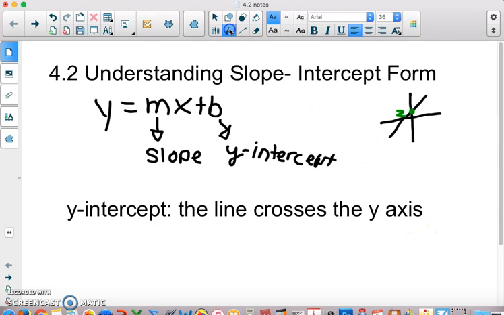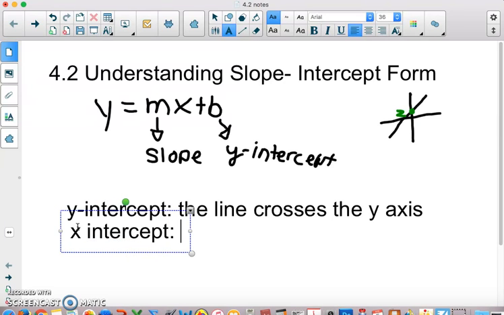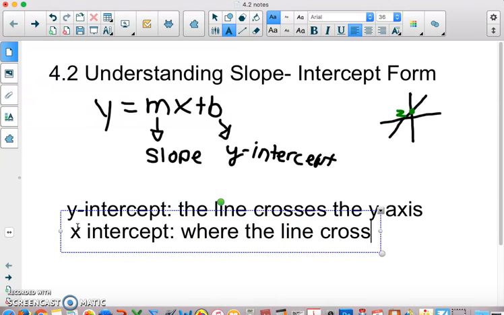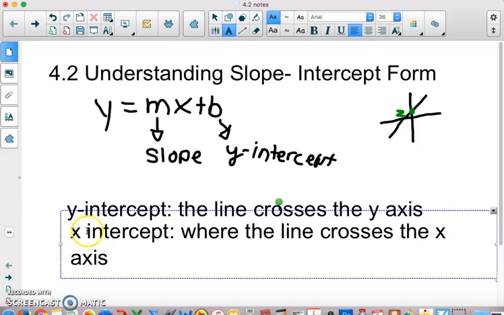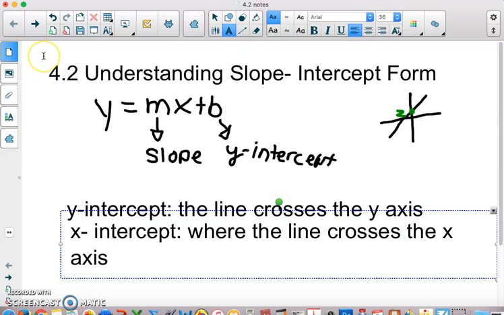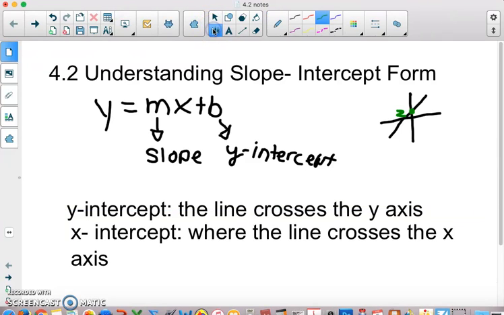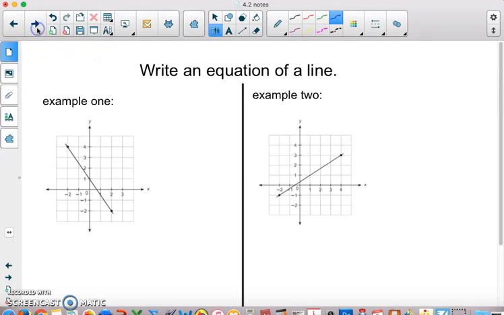And just for future reference, you'll also need to know what the x-intercept is. So the x-intercept is where the line crosses the x-axis. So if we were looking at our picture from before, we can see here would be the x-intercept. Let's move on to take a look at some examples.